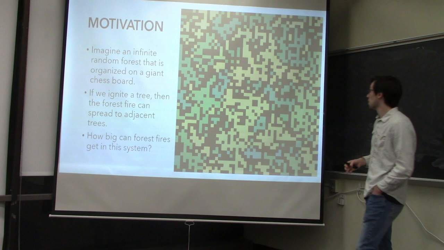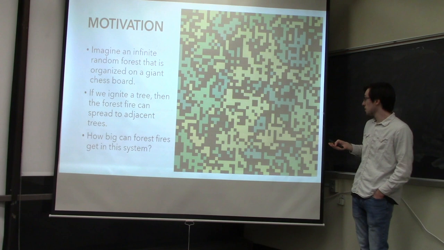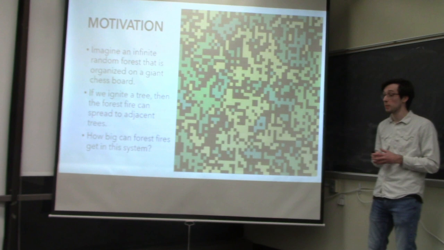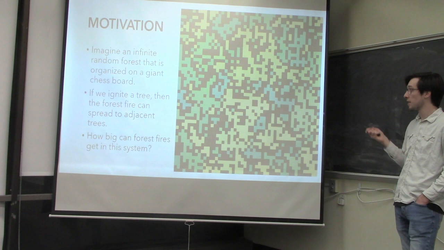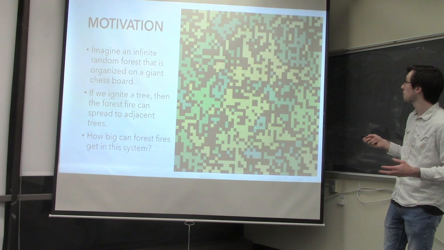So if I color in black here, there's no tree. Green represents a tree. And since we're going to care about the connected components of this random assembly that you have, I've colored in each connected component consistently with one color. And so now the question is, if some villain comes into the forest and decides to light a fire, how big can a forest fire get in this type of model system?